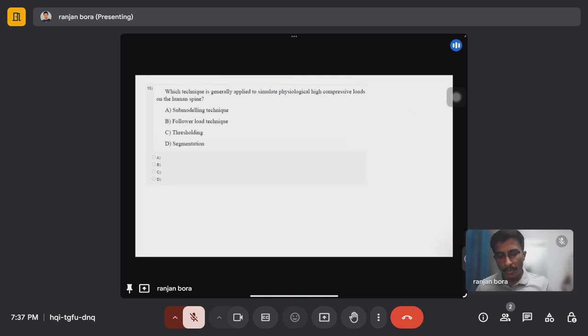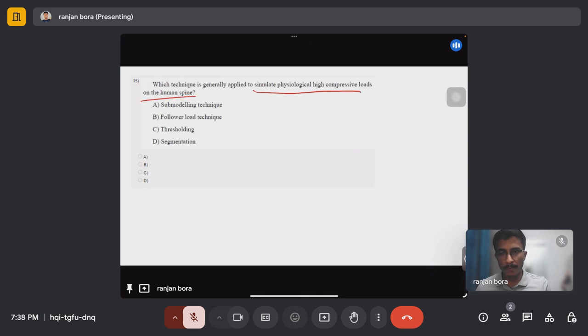So we use the follower load technique to simulate the physiological high compressive load. So option B.